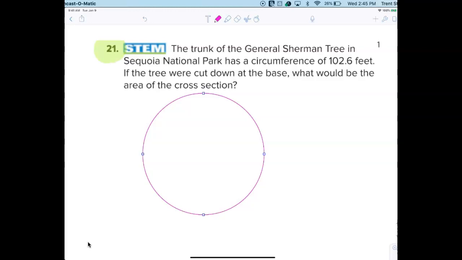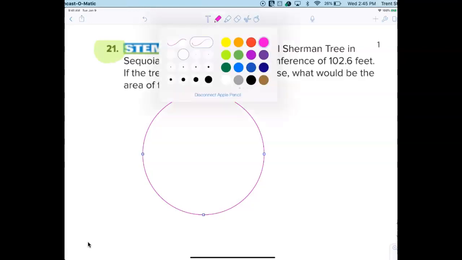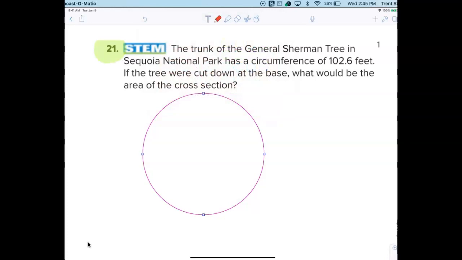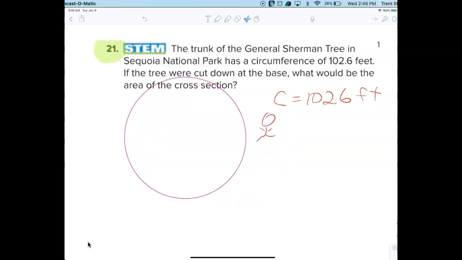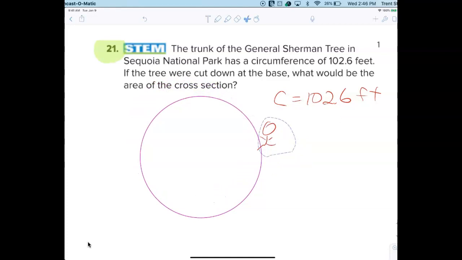So, when you measure around, it's called the what? Circumference. It's called the circumference. So, circumference of that is 102.6 feet. And what that means, again, just to review from yesterday, if I go around one complete time, I will have walked what? 102.6 feet. Everybody agree with that?